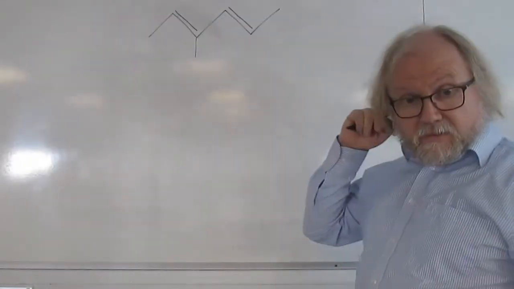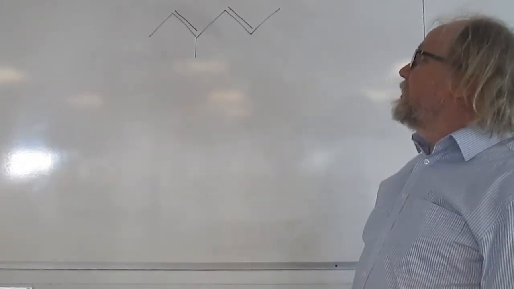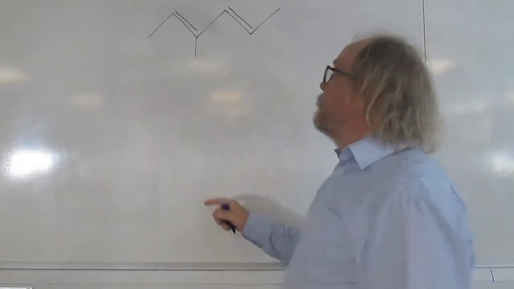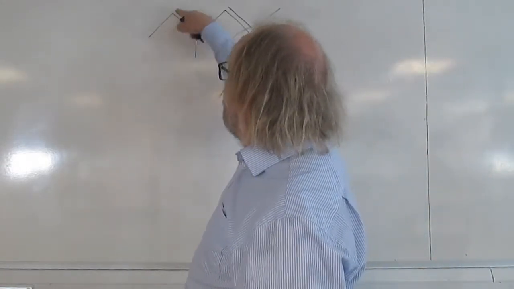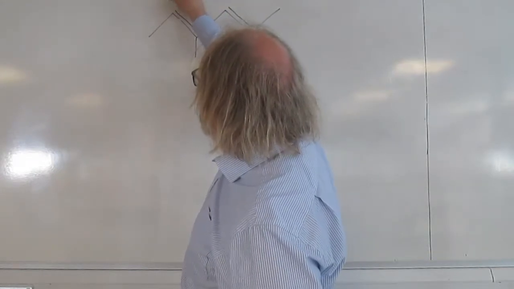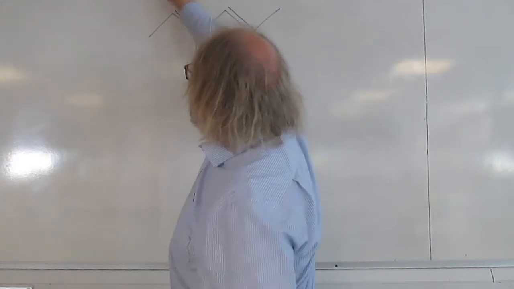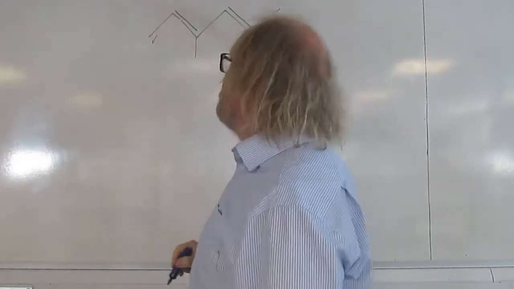Right, question 19, we've got to do the EZ thing for each of these double bonds. So if we look at double bond number 1, for this carbon, the methyl group outranks, remember there'd be a hydrogen here, but on atomic number, carbon outranks hydrogen, so that's the priority group at that end.